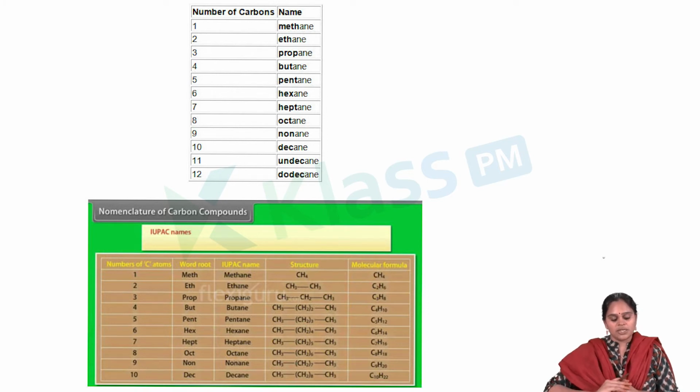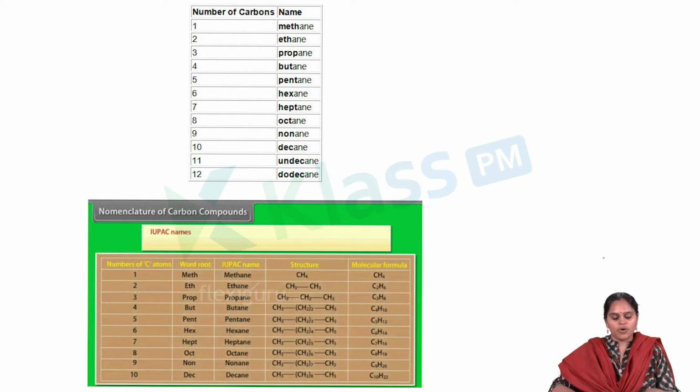And while giving nomenclature for carbons, there is the IUPAC naming convention. Based on that you have to give the name based on the carbon atoms. Root words will be meth, eth, prop, but, pent, hex, hept, oct, non, dec. These are the root words. So the IUPAC name will be, if one carbon is present, methane, ethane, propane, butane, pentane, hexane, like that it will come. See the structure here, CH4, CH3-CH3. You can see the structure here. And the molecular formula will be CH4, C2H6, like that.